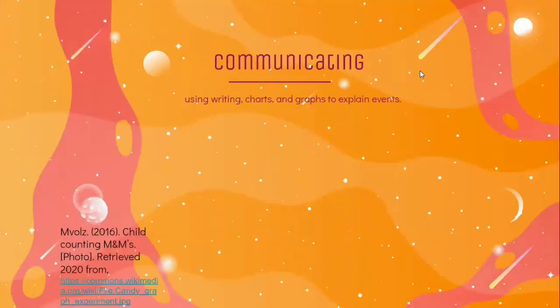Okay, the next basic process skill is communicating. And so this is using writing, charts, and graphs to explain events. And so particularly in science, we have to use models and charts and graphs to actually report back the information that we observe during an experiment. And so being able to construct these things is a skill in itself, and also being able to write about them in a way that uses scientific terms correctly within the structure of the language that you're using to write it with is super important.